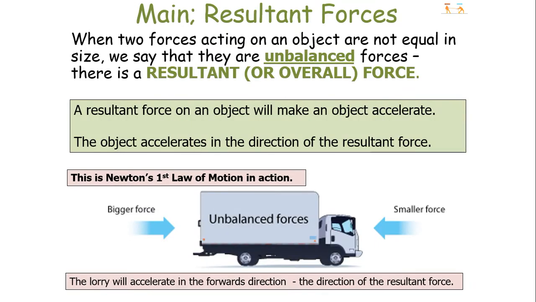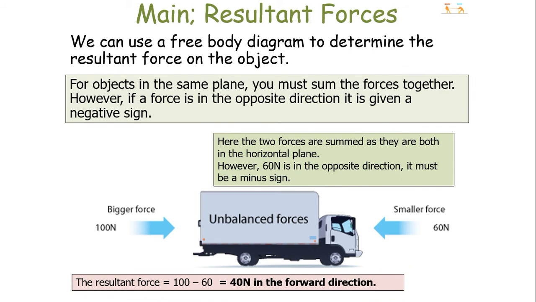So what have we learned so far? When two forces acting on an object are not equal in size, we say they are unbalanced. We have a resultant or overall force. A resultant force on an object will make an object accelerate. The object accelerates in the direction of the resultant force. This is Newton's first law of motion.